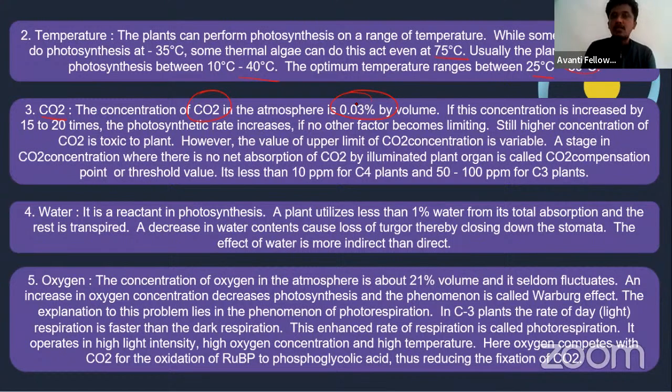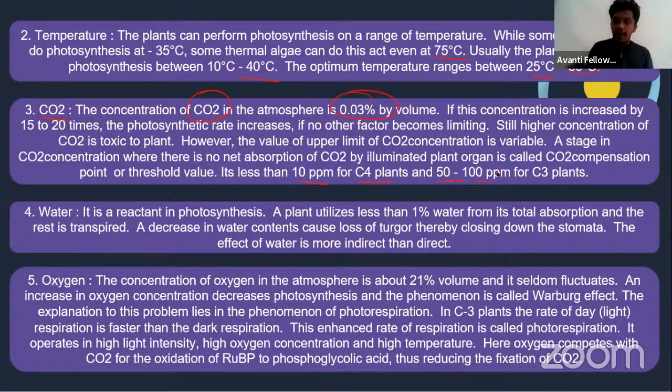You can see that the threshold, the minimum point of carbon dioxide, is less than 10 parts per million for C4 plants. And for C3 plants, you need 50 to 100 parts per million to have optimal photosynthetic output.